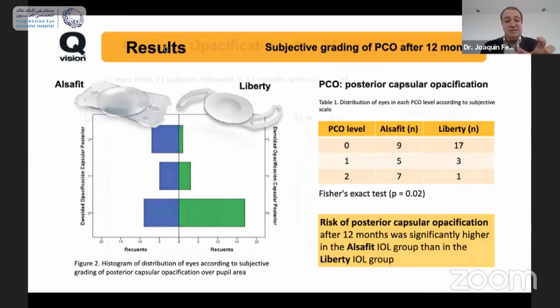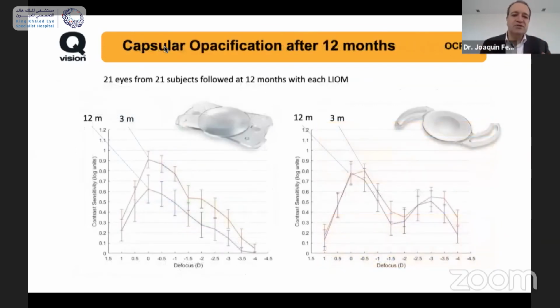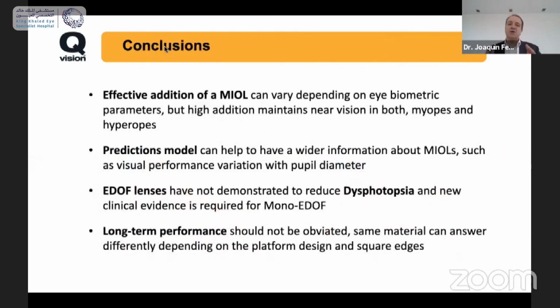And this is quite similar when we compare the contrast sensitivity, the focus curve, in comparison, in the left, is reduced after a year. When we compare with Liberty, that is quite similar after a year, and this is because of the capsular opacification. In conclusion, the effective addition of the multifocal lens can vary depending on the eye biometric parameters. We need to know exactly in what profile.